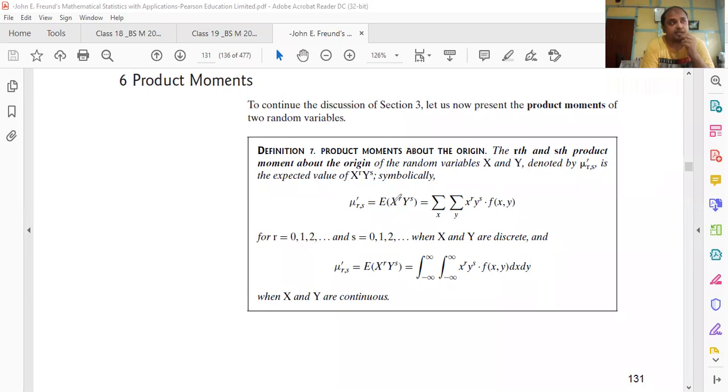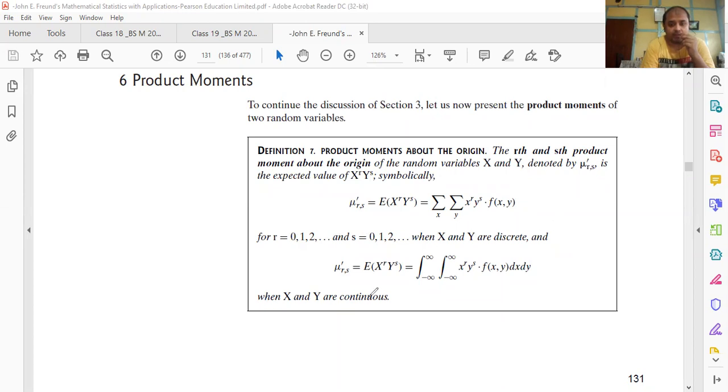What does it mean? It means that you multiply the random variable X with itself r times, and with that product you multiply the random variable Y, multiplied with itself s times. This expectation is given by the following formula. For the discrete case, we use a double summation over x and y of x to the power r, y to the power s, times the joint probability function f of x, y. Both of these quantities r and s take values from 0, 1 up to infinity.